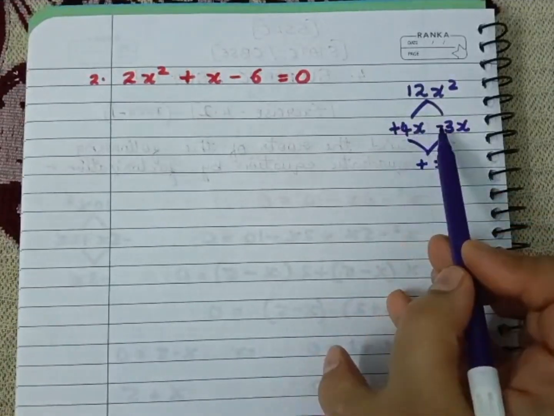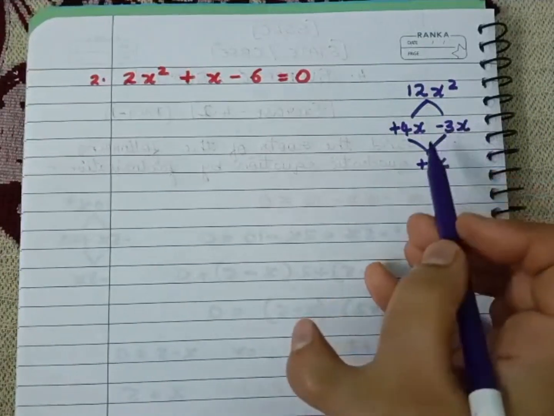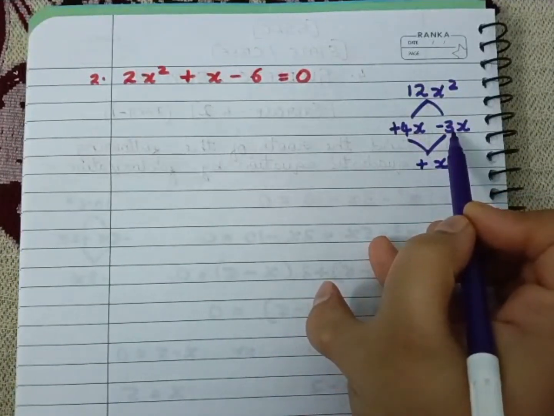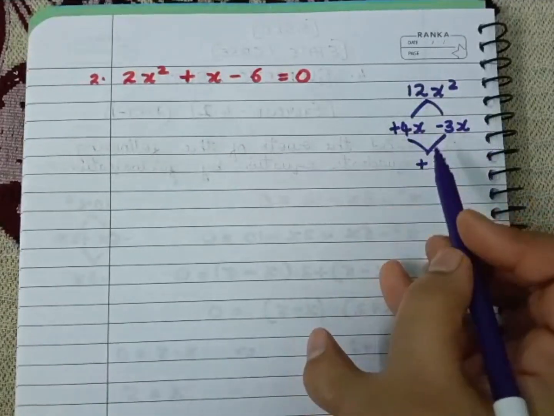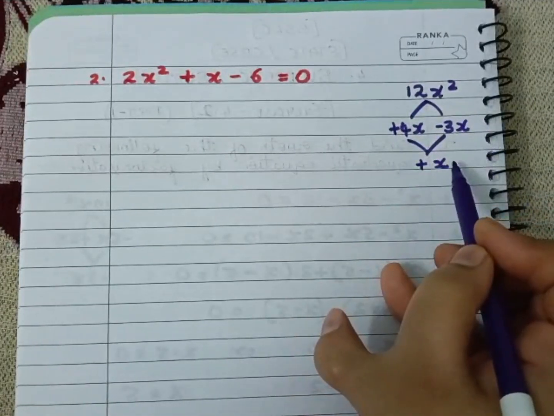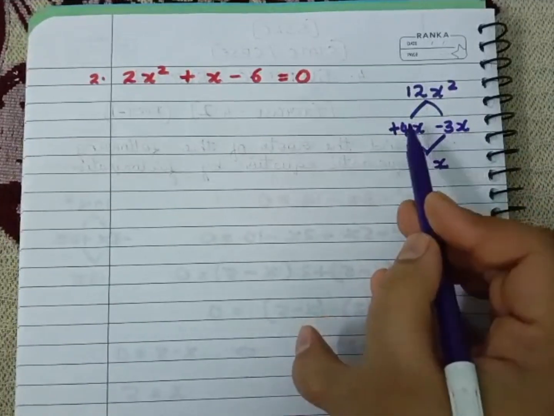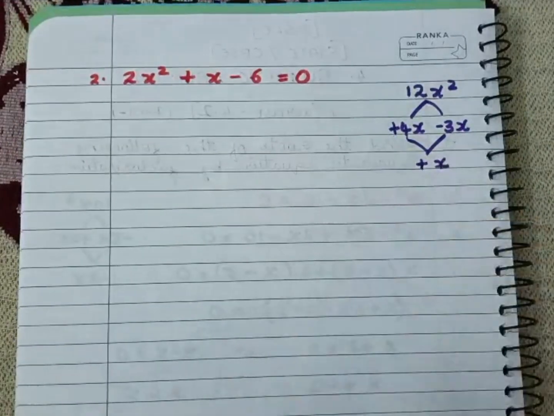Again plus into minus is minus. 4 minus 3 is 1x. And over here, how we are getting plus means 4 is a greater digit and 3 is lesser. 3 has minus and 4 has plus. So I'm taking the greater digit value and I'm putting here plus, and it becomes plus x. 4 minus 3 is 1x, that is x. I'm taking the greater digit sign plus, so it becomes plus x.